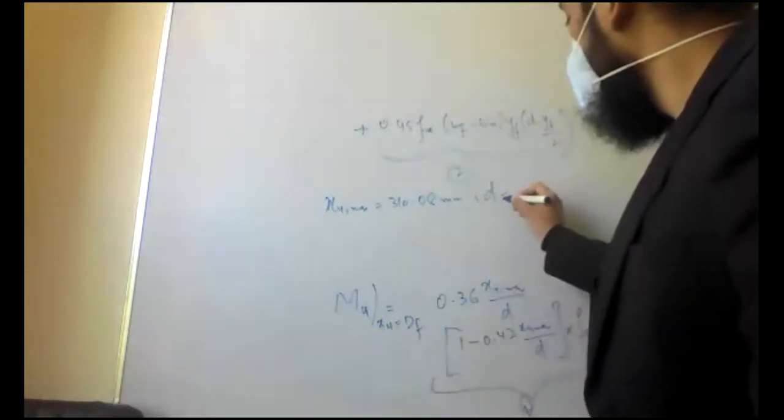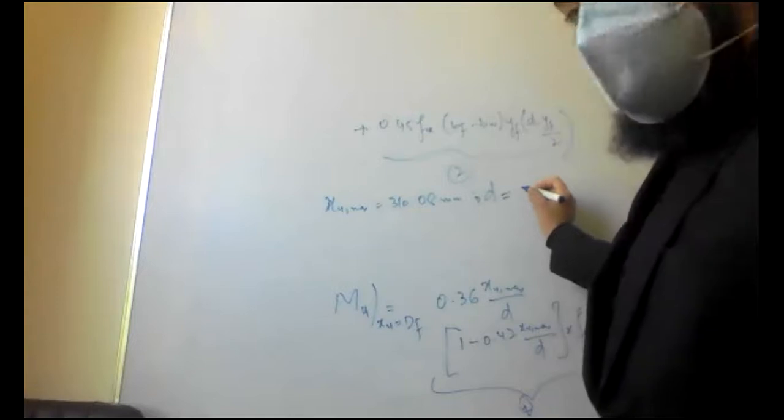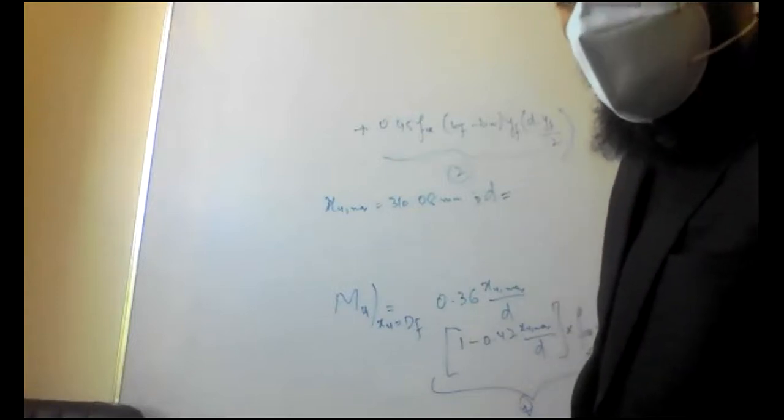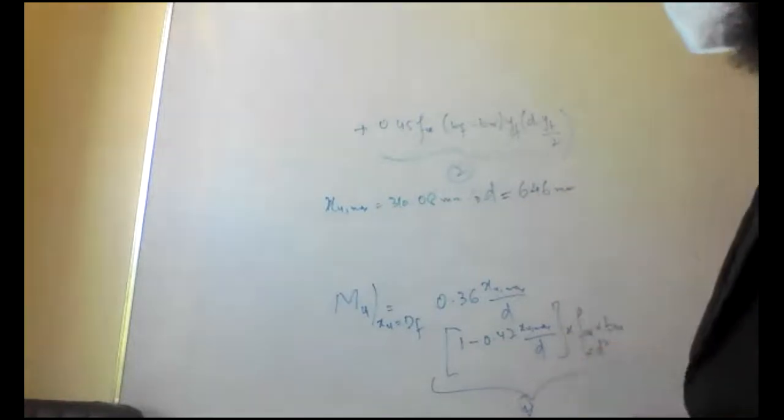What is the value of D? Can you just recall? What is the value of D? Yes, somebody 500 or 600 something? 646. Okay, 646 mm.